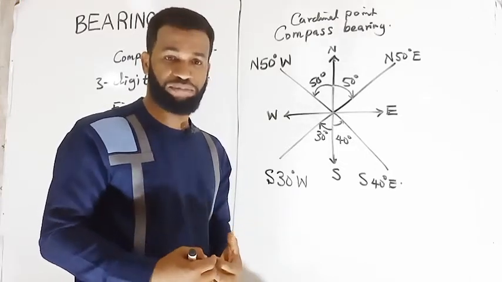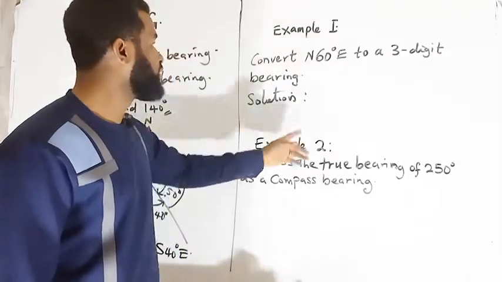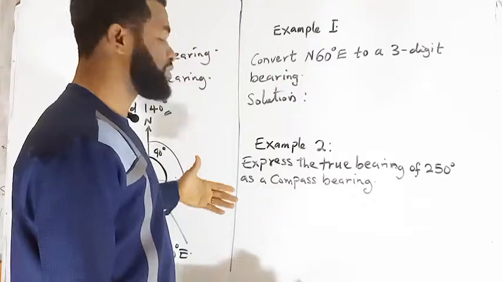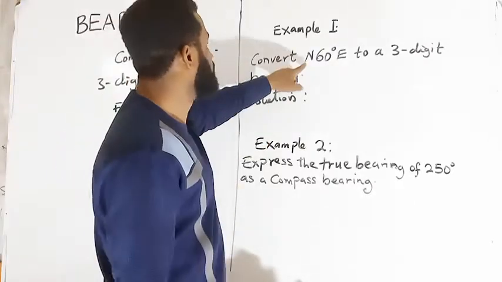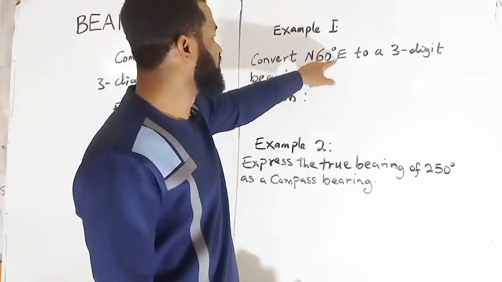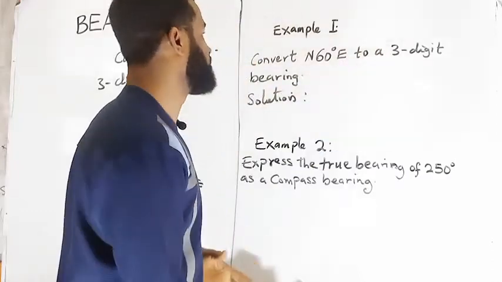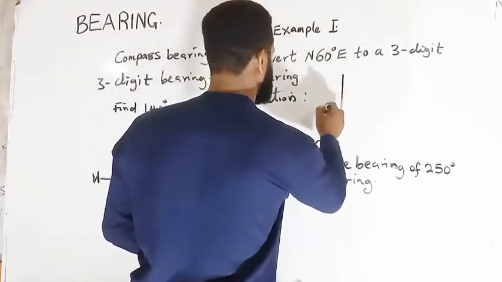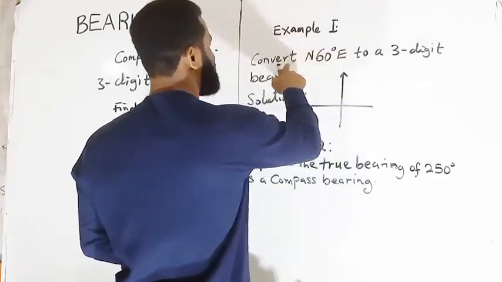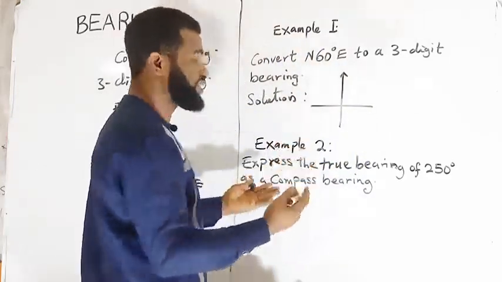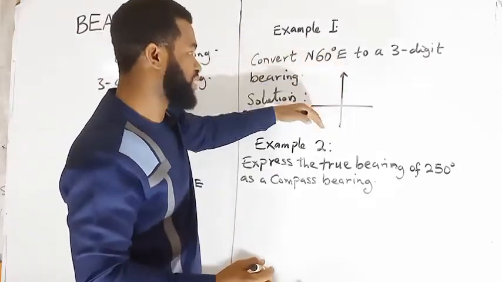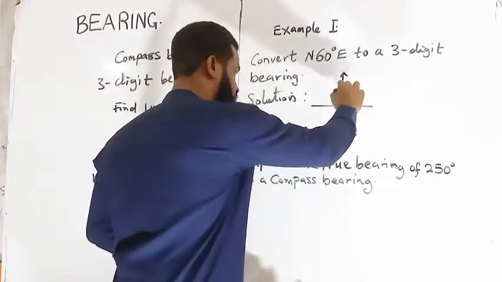Let's solve one problem. Looking at this one, we are going to convert one of the worked examples. Convert north 60 degrees east to a 3-digit bearing. But then you first have to do this, because a 3-digit bearing, which we want to convert it to, must start from the north and move in the clockwise direction.